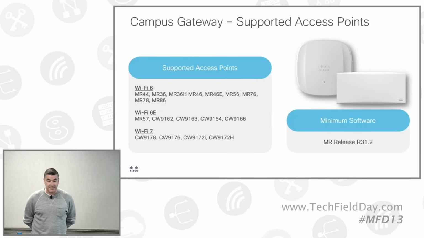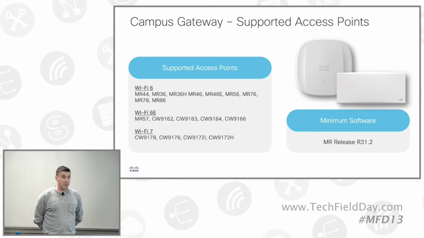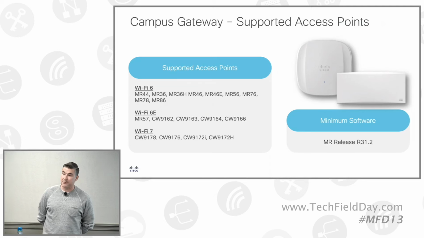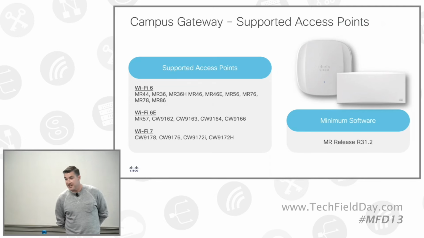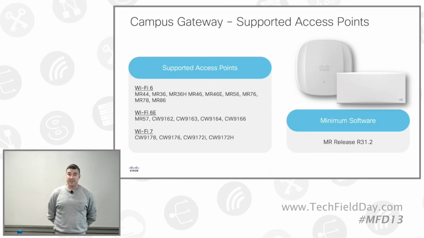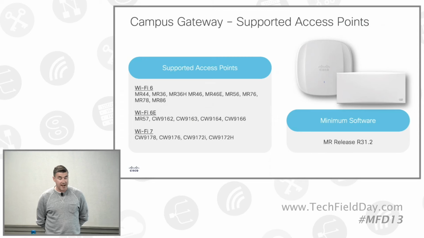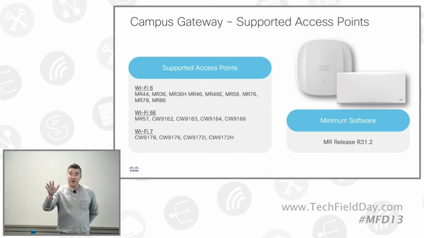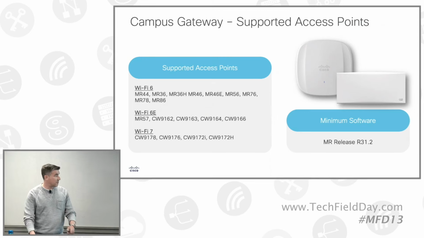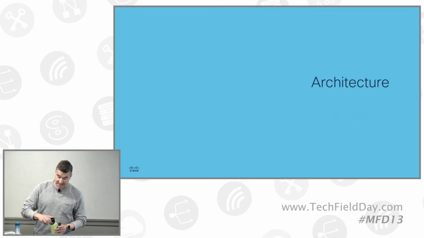And from a supportability standpoint, if you're familiar with Meraki software, this is going to run R31.2. This is not released. We're in R31 right now, 31.1. So that's going to be the minimum software version. So just some data sheet information here. And then from a supported access point standpoint, all Wi-Fi 6, 6E, and Wi-Fi 7. So anything that Anand and Nick were talking about, we support on this from an access point standpoint. So that's some basics.